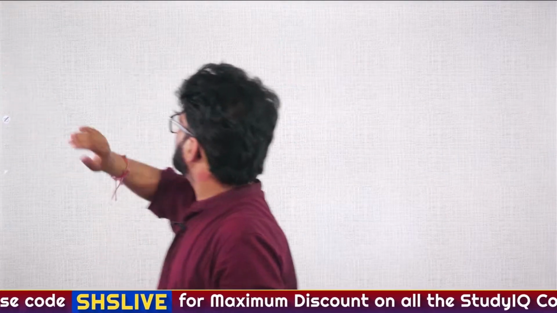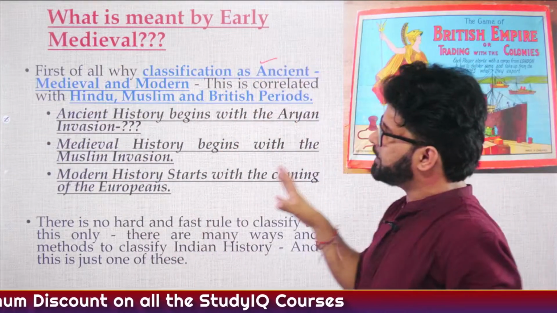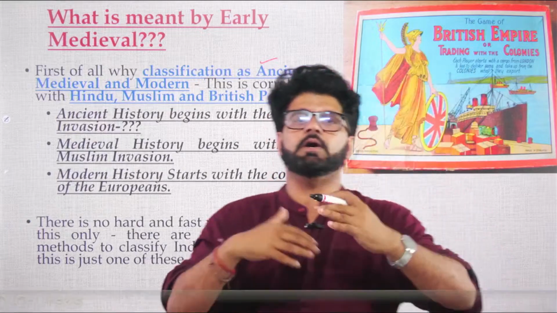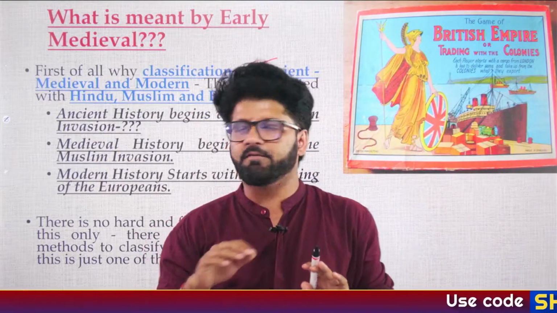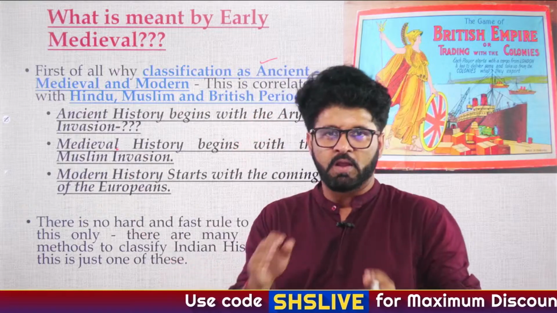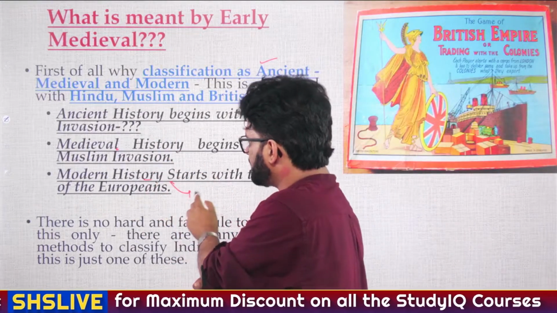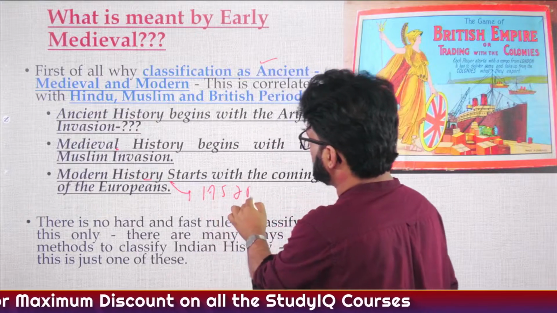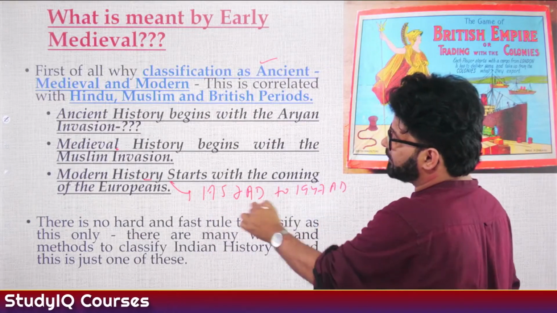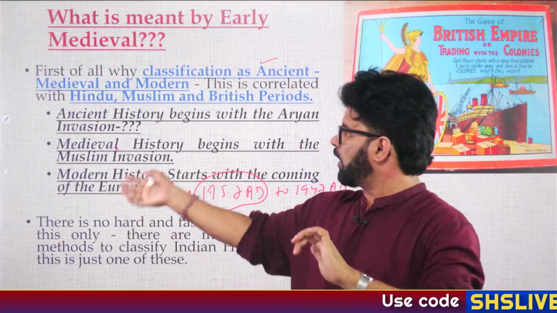So early medieval India. What is meant by early medieval? Please understand this. When the colonial people arrived here, the Britishers, the Portuguese, they brought this nomenclature: ancient history, medieval history, modern history. We say modern history started from 1757 AD to 1947 AD. In 1757 AD, the Battle of Plassey, the EIC won this battle and they brought modernity here.